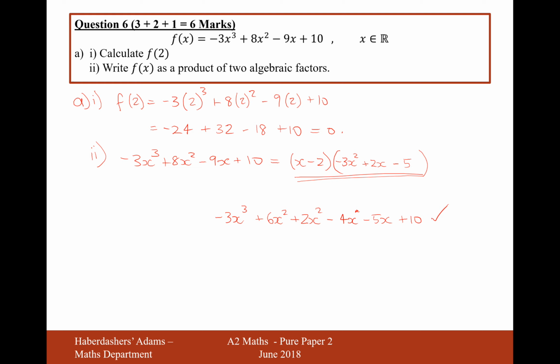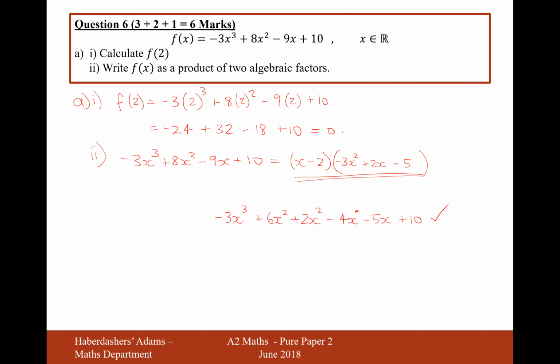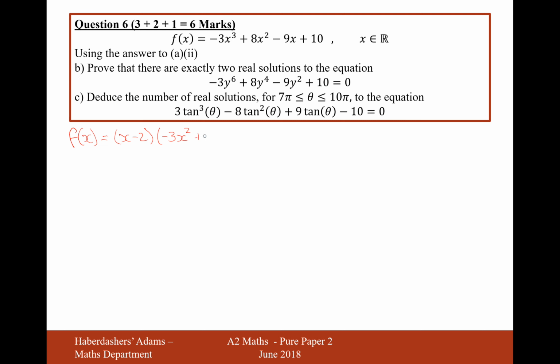Okay, moving on to part B then. I think we'll need the answer to part A in this part. So it's going to be x minus 2, times minus 3x squared plus 2x minus 5.